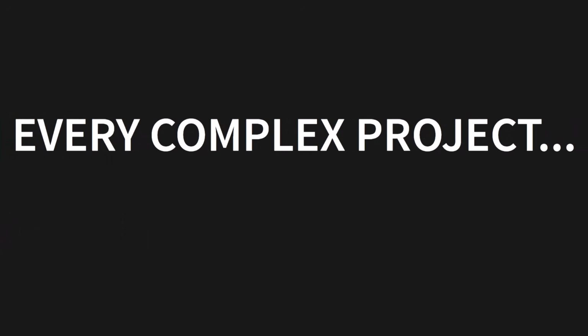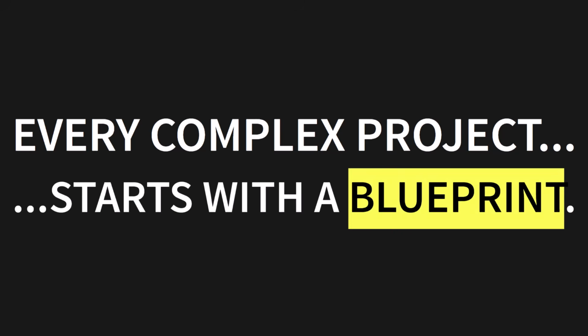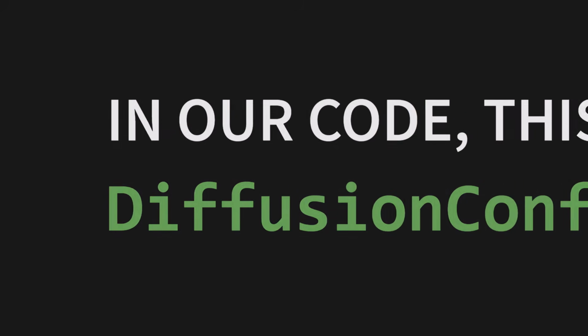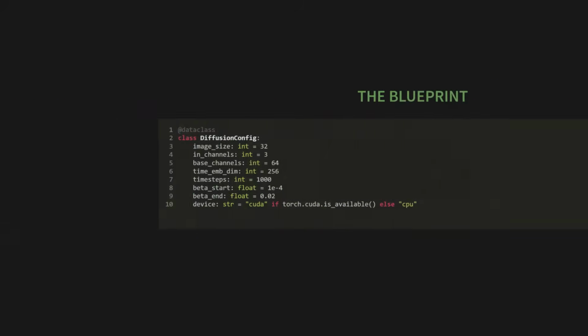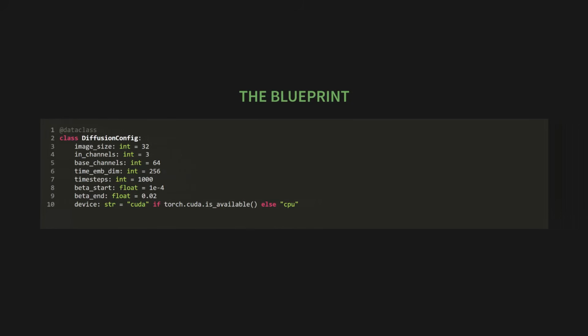Every complex project, whether it's a skyscraper or a neural network, it always starts with a blueprint, a plan that lays out all the critical specifications. In our code, this blueprint is a little class called Diffusion Config. Let's take a look. As you can see on the screen, it's a Python @dataclass. Don't worry too much about that. It's just a clean way to group a bunch of variables together. Think of it as a container for all the knobs and dials we can turn to control our model.